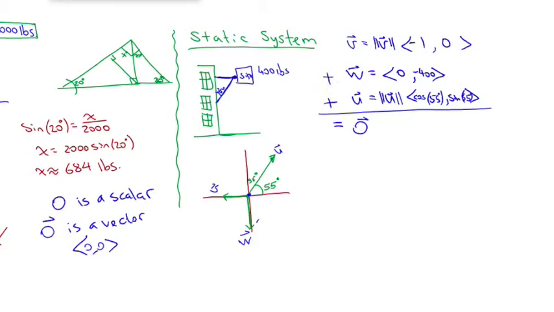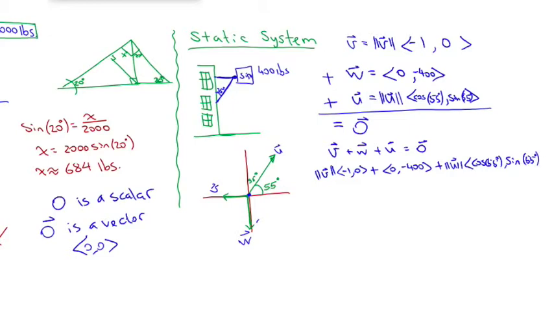Put a little plus sign here too. All right, so let's add them together. So V plus W plus U, I want it equal to the 0 vector. V is the magnitude of V with components negative 1, 0. W is just 0, negative 400. And U is the magnitude of U, cosine of 55, sine of 55. And we might want to change that into decimals eventually. And we want that answer to be equal to that.